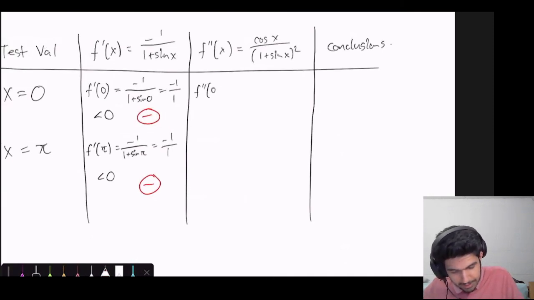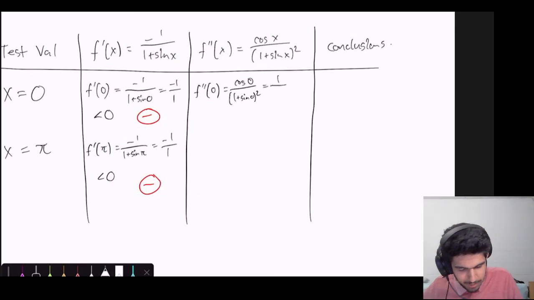F double prime of 0. We get cosine of 0 over 1 plus sine of 0 squared. Cosine of 0 is 1. 1 plus sine of 0 is 1. 1 squared is 1. So that's greater than 0. This gets a good old plus sign.